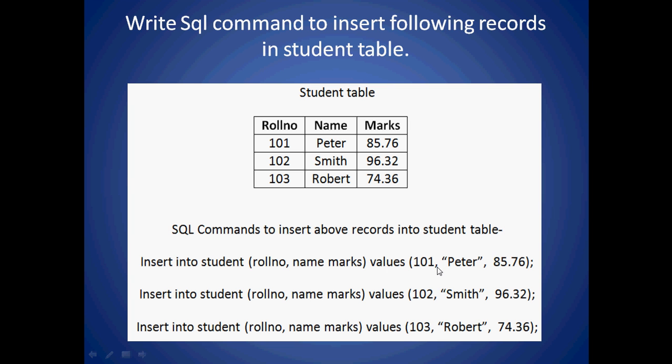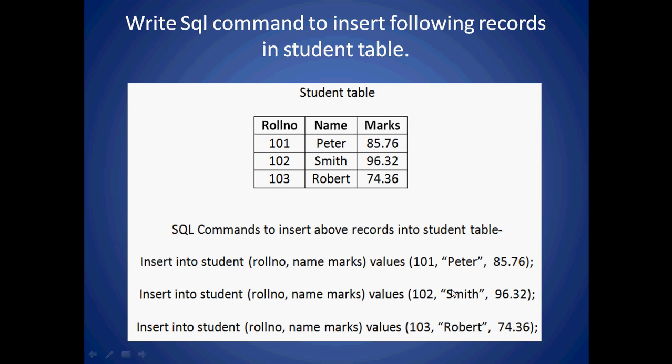101, comma, Peter. This is our textual data, so we must put it in double quotes, comma, and 85.76. Any number we directly write, but any textual data we enclose in double quotes, and then we can close our command, and we must terminate the command. We can use a semicolon.